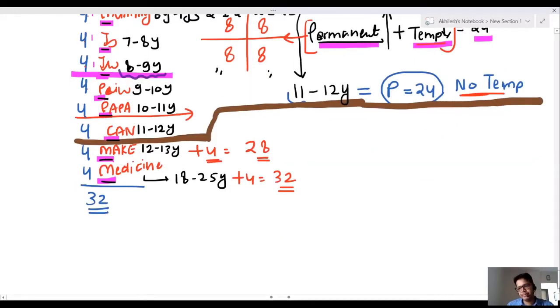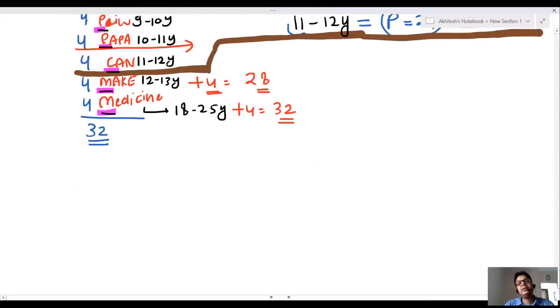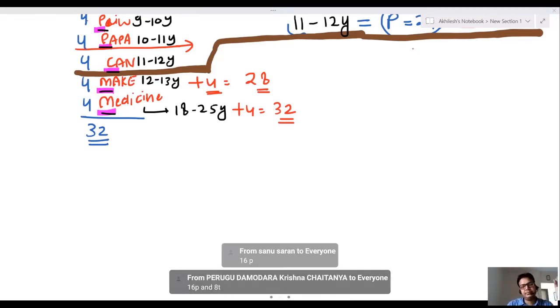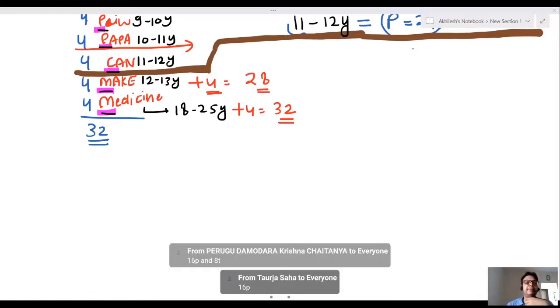Very good. At 9 to 10 years of age, how many temporary and how many permanent teeth do you have? 9 to 10, let me see your answer. How many permanent? 16 permanent and 8 temporary. Very good.